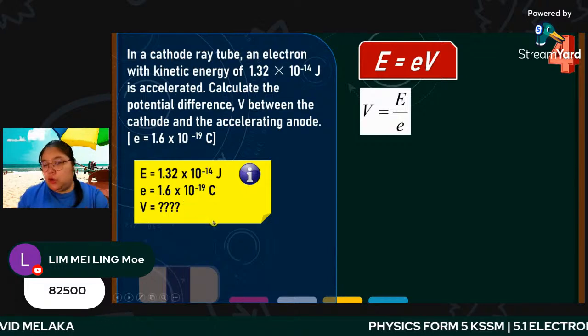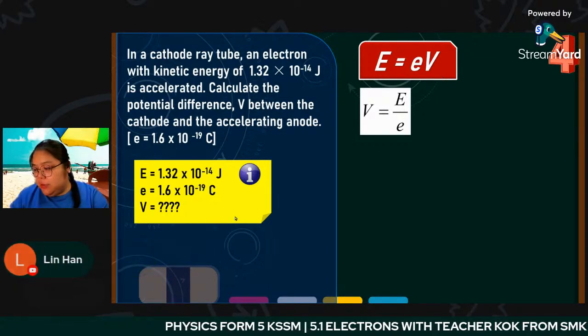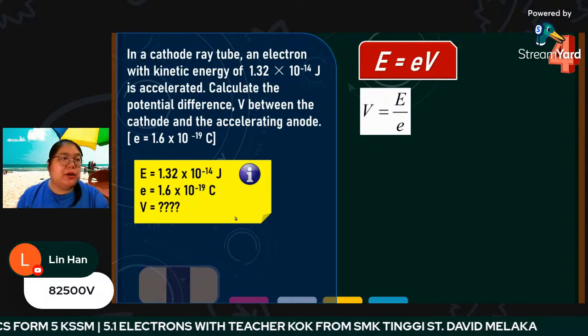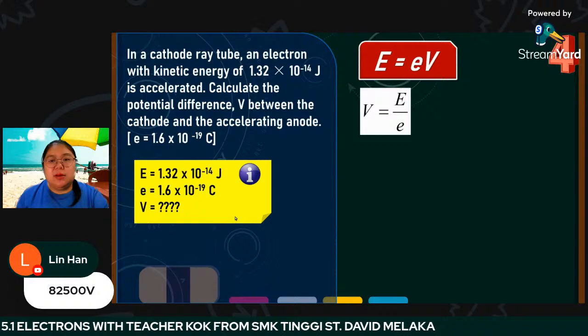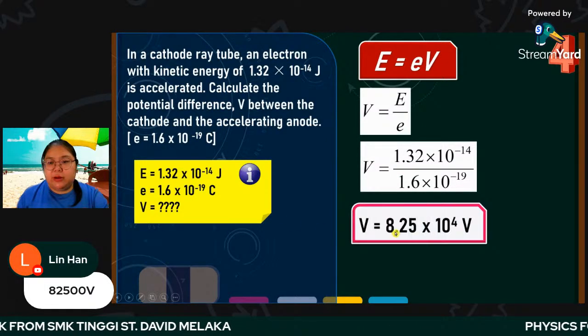82,500 joule. Joule? Are you sure this is joule? Ling Han, give me volt. Yeah, the answer should be volt, because they want to find the potential difference. So we just show it, volt.